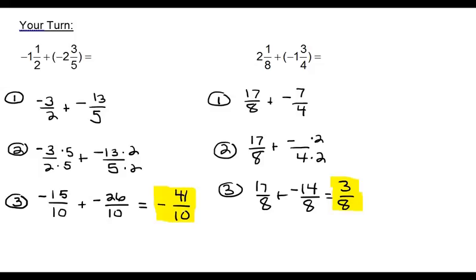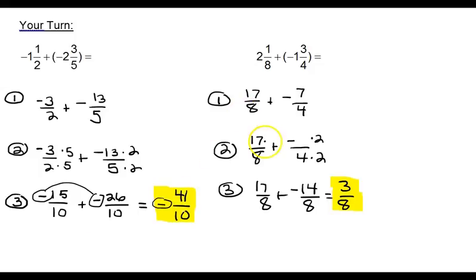The first thing you should have done was change these mixed numbers to improper fractions. So negative 3 halves and negative 13 fifths. Then you should have found a common denominator, which was 10. So you change this to negative 15 tenths and negative 26 tenths. The signs are alike, so you add. And because we have both negatives, our answer has to be negative. Same signs add and keep. We kept this negative symbol in our answer. So you should have got negative 41 tenths.